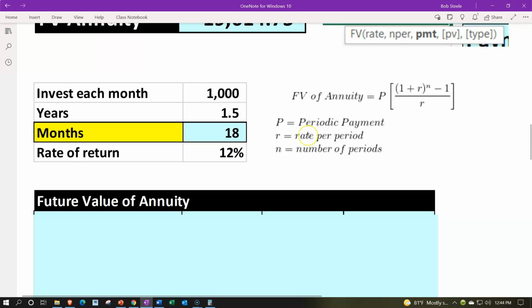Let's do it again, this time with our formula, more likely to be done in a school type of setting. They might make you do it with a formula. So it's going to be future value equals P, which in this case isn't the present value. The P represents the payments, which are 1,000. So those are the repetitive payments. And then times 1 plus R, which is, this is the new thing.